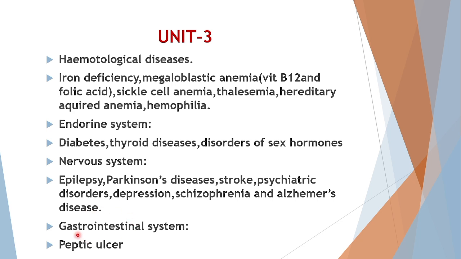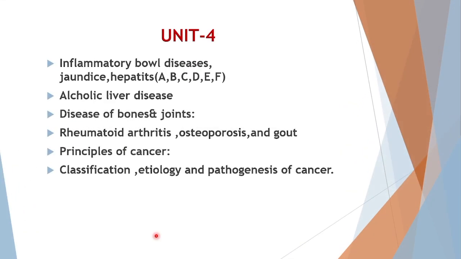Next, what is the gastrointestinal system? The gastrointestinal system is mostly related with gastric diseases like peptic ulcer. What is a peptic ulcer? A peptic ulcer is an open sore in the lining of the stomach or the duodenum, okay. This is about unit 3, the topics to be covered in unit 3, okay. And the next, unit 4.